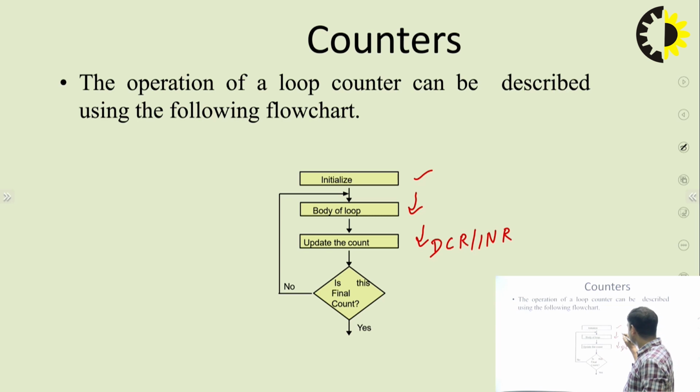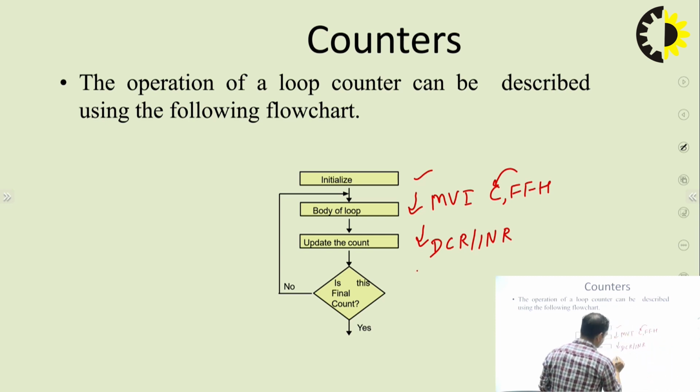In that case, we simply provide some number into this register. Suppose we are talking about register C, and we give register C the value FF. Then we decrement or increment as per the requirement. Then is there a final count? This is the condition. This portion represents the condition.